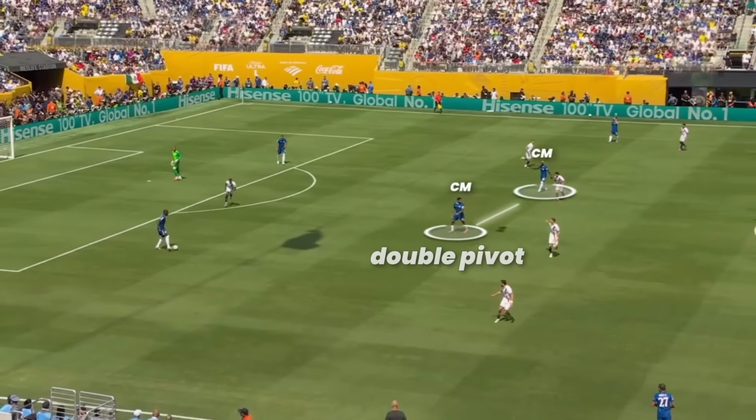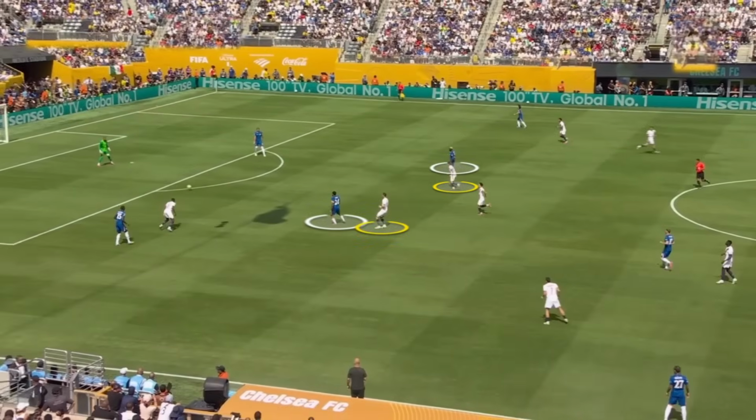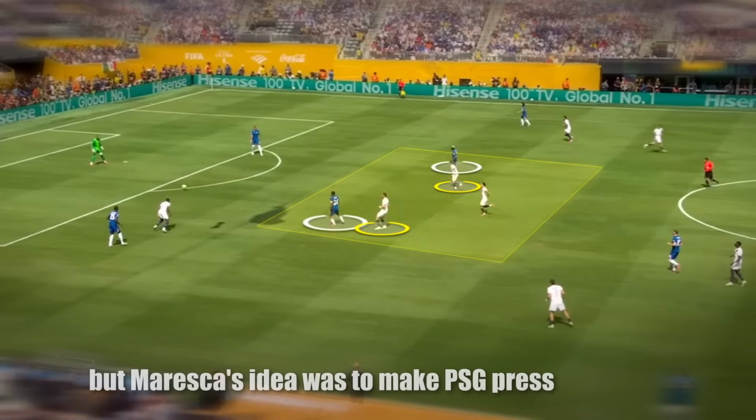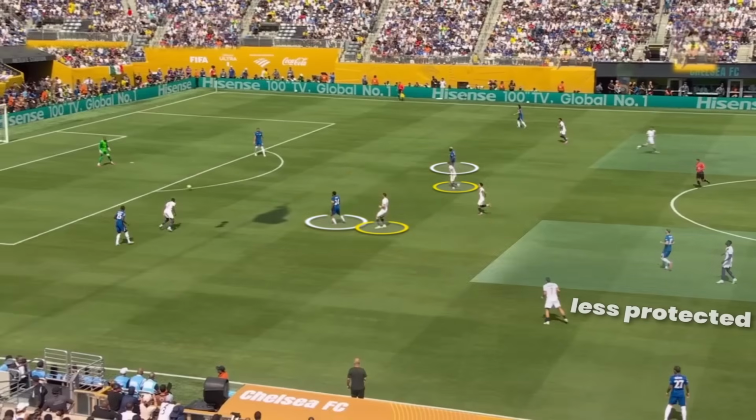As we all know, Maresca mostly uses a double pivot ahead of a back three during the build-up. It was predictable for PSG, and they pressed both midfielders aggressively. But Maresca's idea was to make PSG's press narrow, as he wants to make advanced half space regions less protected.